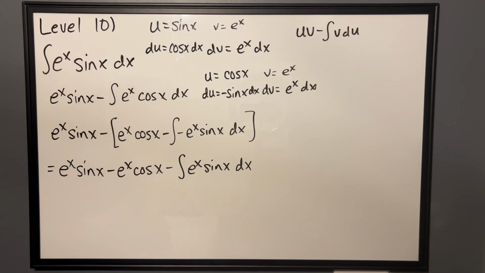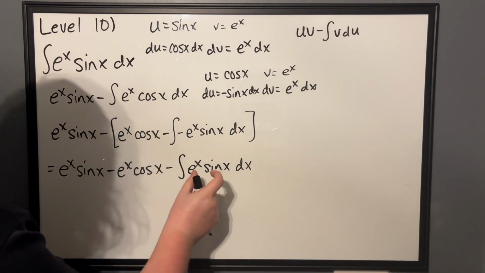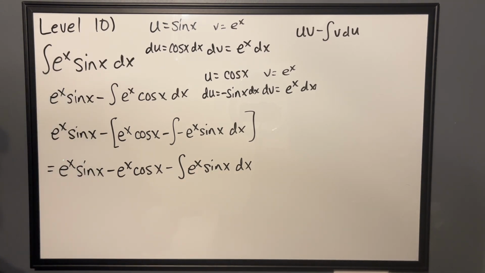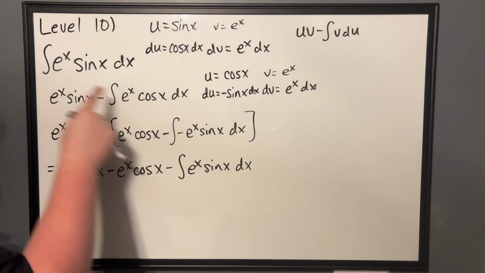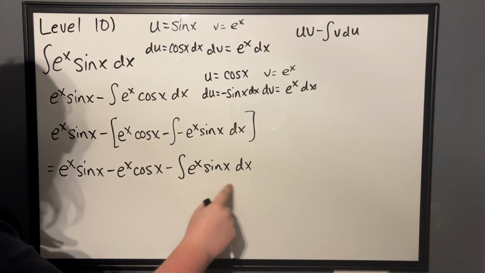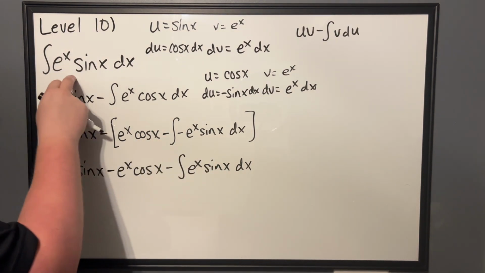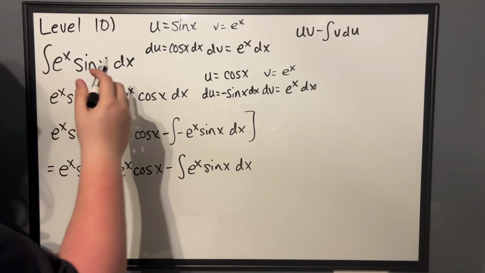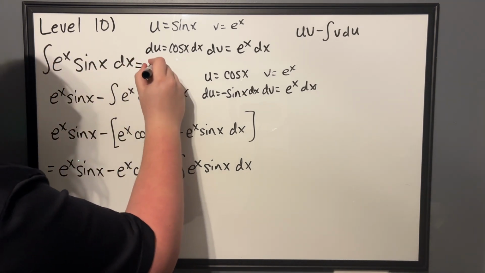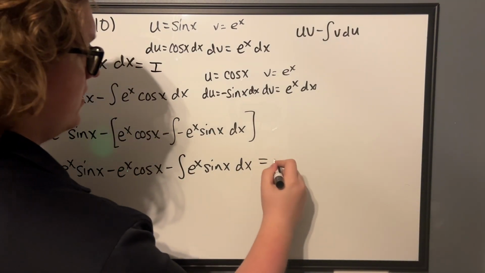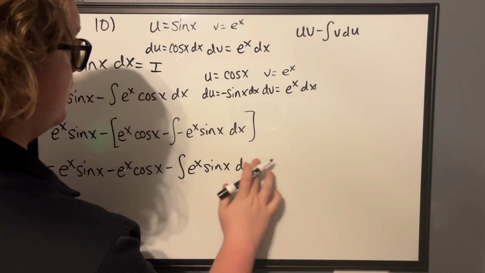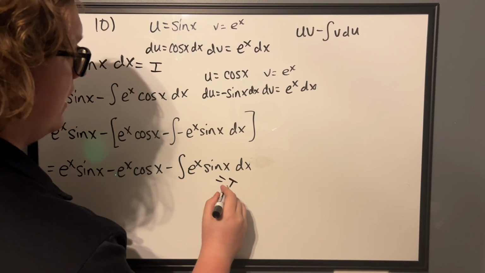So look at what we have again. This right here is another product. So we would need to use integration by parts again. But the trick for this one is that we don't. And here's why. If you notice, this is what we were trying to integrate. This function right here, this integral, is the original question. So what we're going to do is we're going to call this I. Okay, that's the integral, which means that this right here is also equal to I.